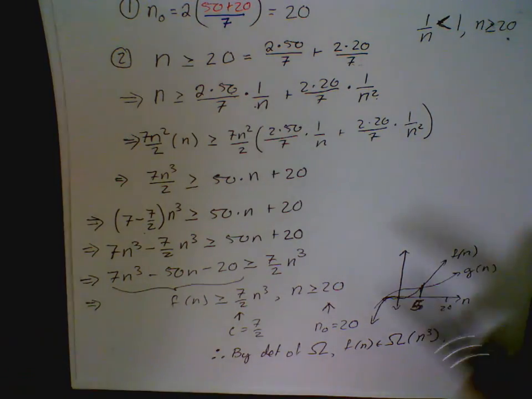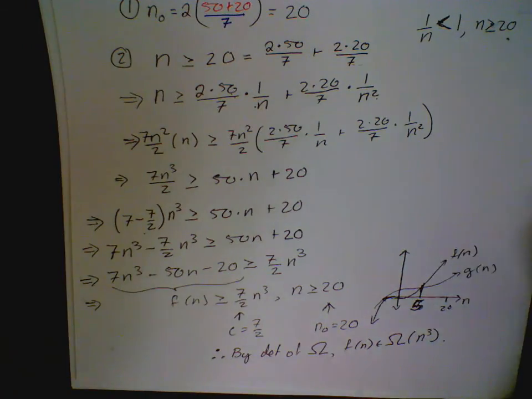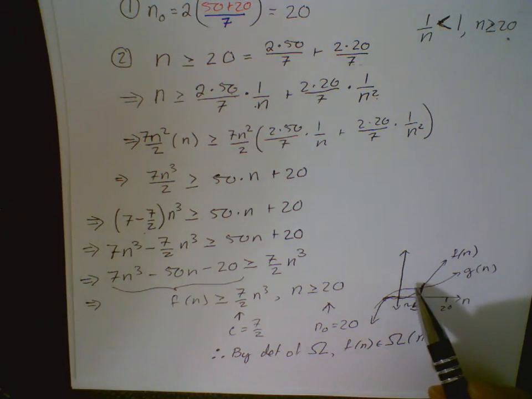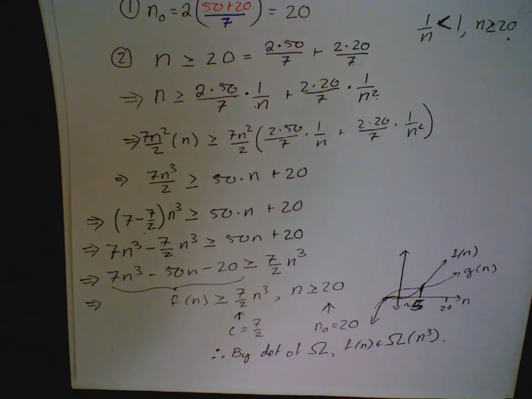So this process isn't going to give you the exact intersection, although that is something you can do since this is polynomials. From pre-calculus, you know how to find intersections of polynomials. But this is just a quick way of coming up with some n naught and some c that will show that this meets the definition.